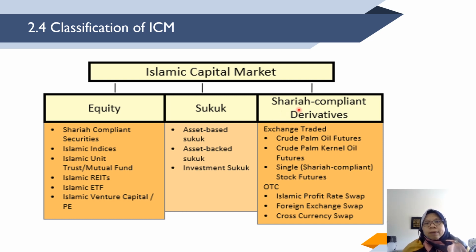Number 3, Sharia compliant derivative have exchange trade, crude palm oil futures, crude palm kernel oil futures, single Sharia compliance stock futures, and OTC. OTC is the over the counter. Over the counter may refer to the process of how securities are traded via a broker dealer network. Okay, include Islamic profit rate swap, foreign exchange swap, and cross currency swap.